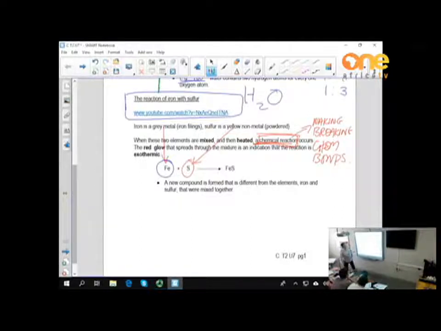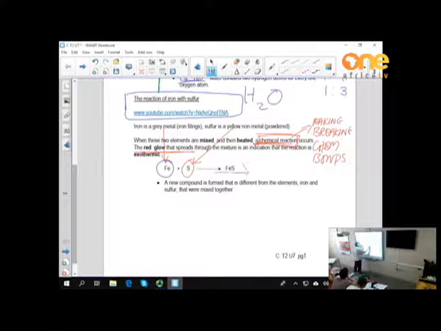So, starting off, they tell us that there is a red glow that spreads through the mixture. An exothermic reaction is one that gives off energy. The energy is normally in the form of heat, or we can see it as light, or it can be sound. Okay, chemical reactions, mostly heat or light.